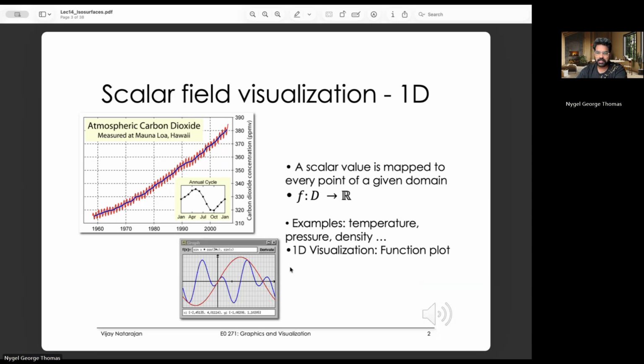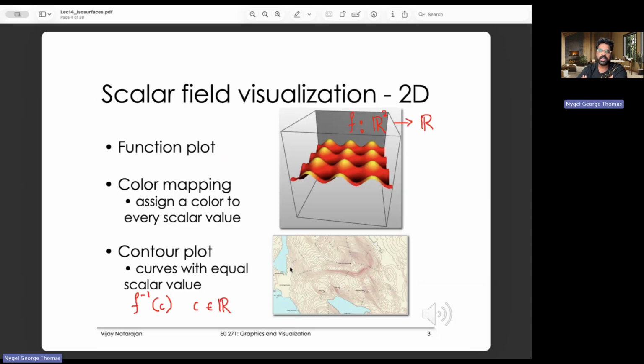Okay. Now let's look at the 2D scalar field visualization. So here we have three options. One is we can do a function plot. This function plot will be a three-dimensional representation because two axes will be used for the domain. So the function is from R squared to R.